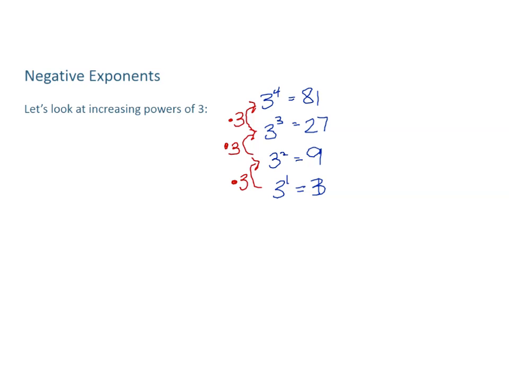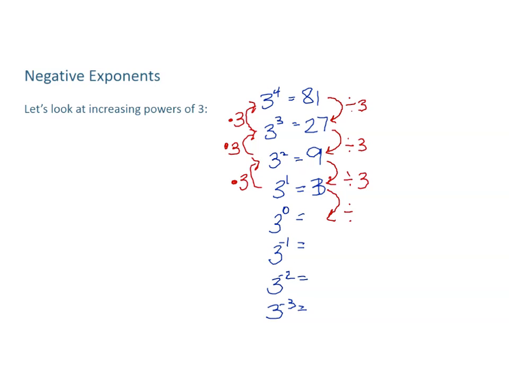But now let's look at what happens if we go backwards. So what happens if we start with the 81 and go to 27? Well, then we'd be dividing by 3, and then dividing by 3, and then dividing by 3. So now if I were to continue this pattern down, and I have 3 to the 0, and 3 to the first, sorry, negative 1, and 3 to the negative 2, and 3 to the negative 3. There is no reason for us to expect any different than the pattern that we've already seen.